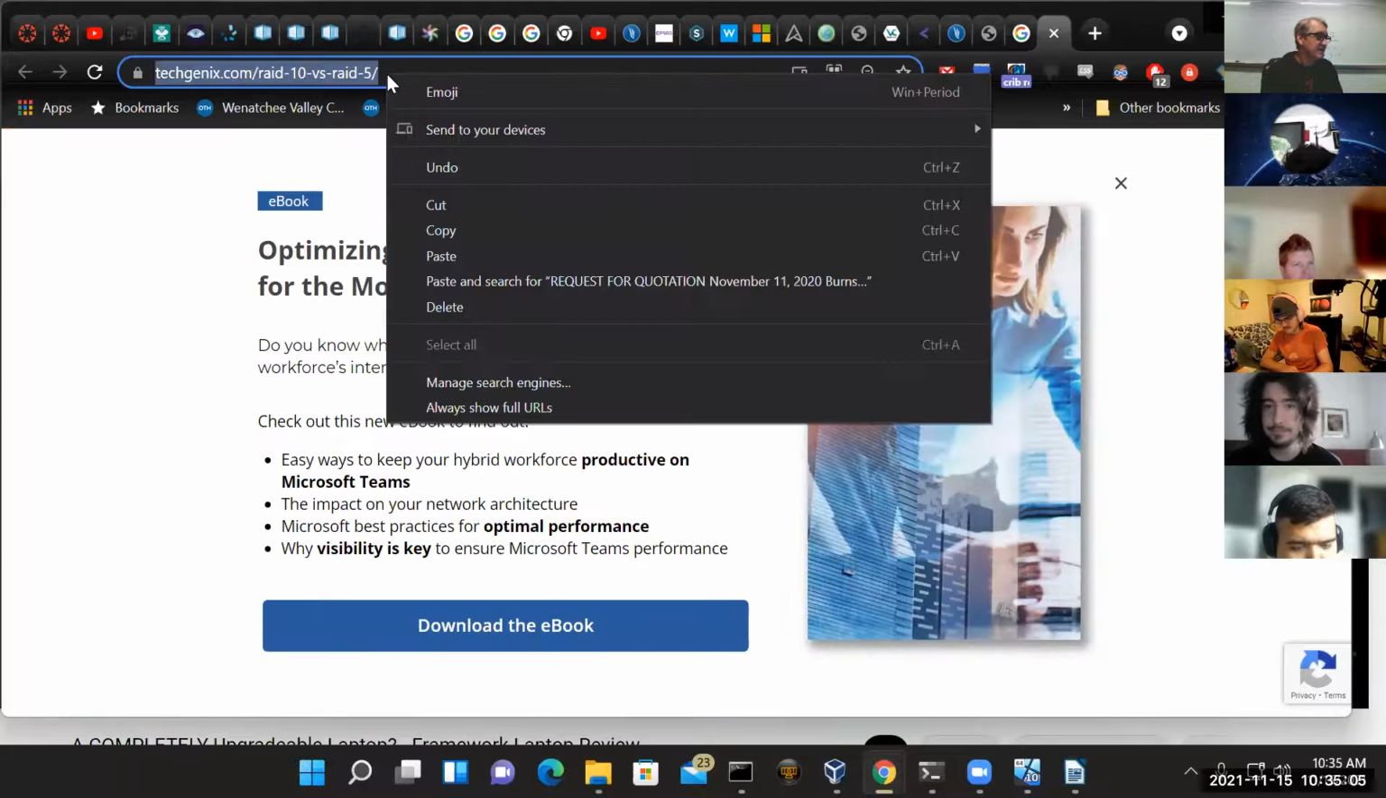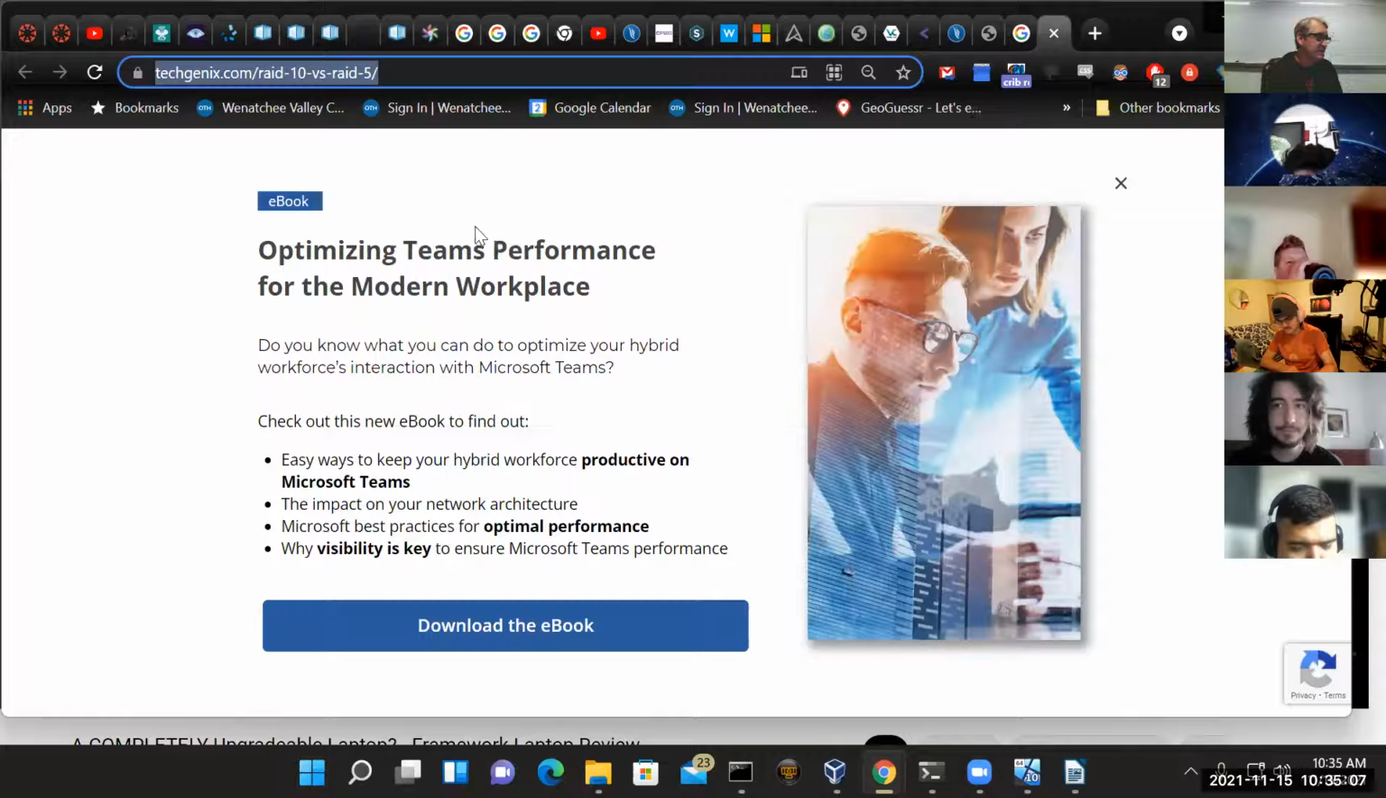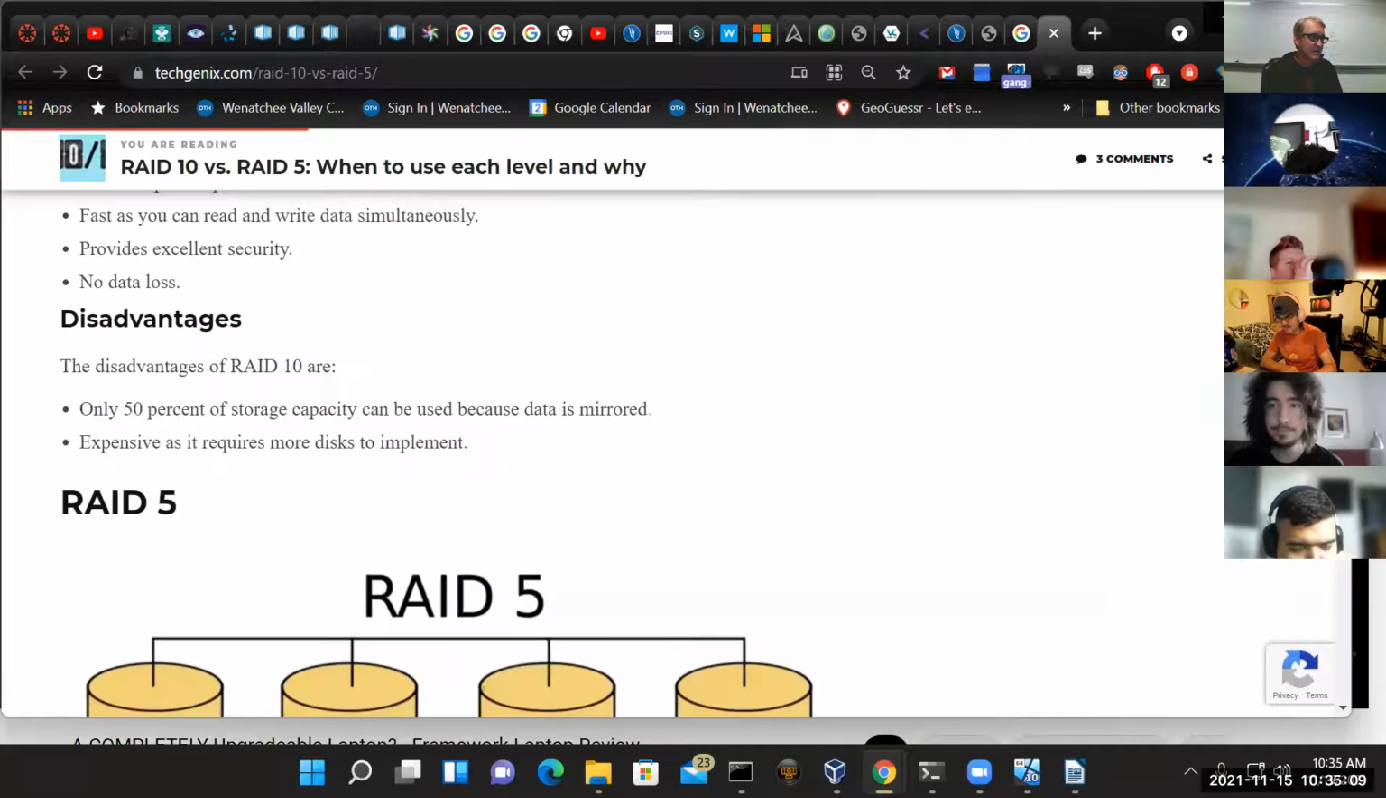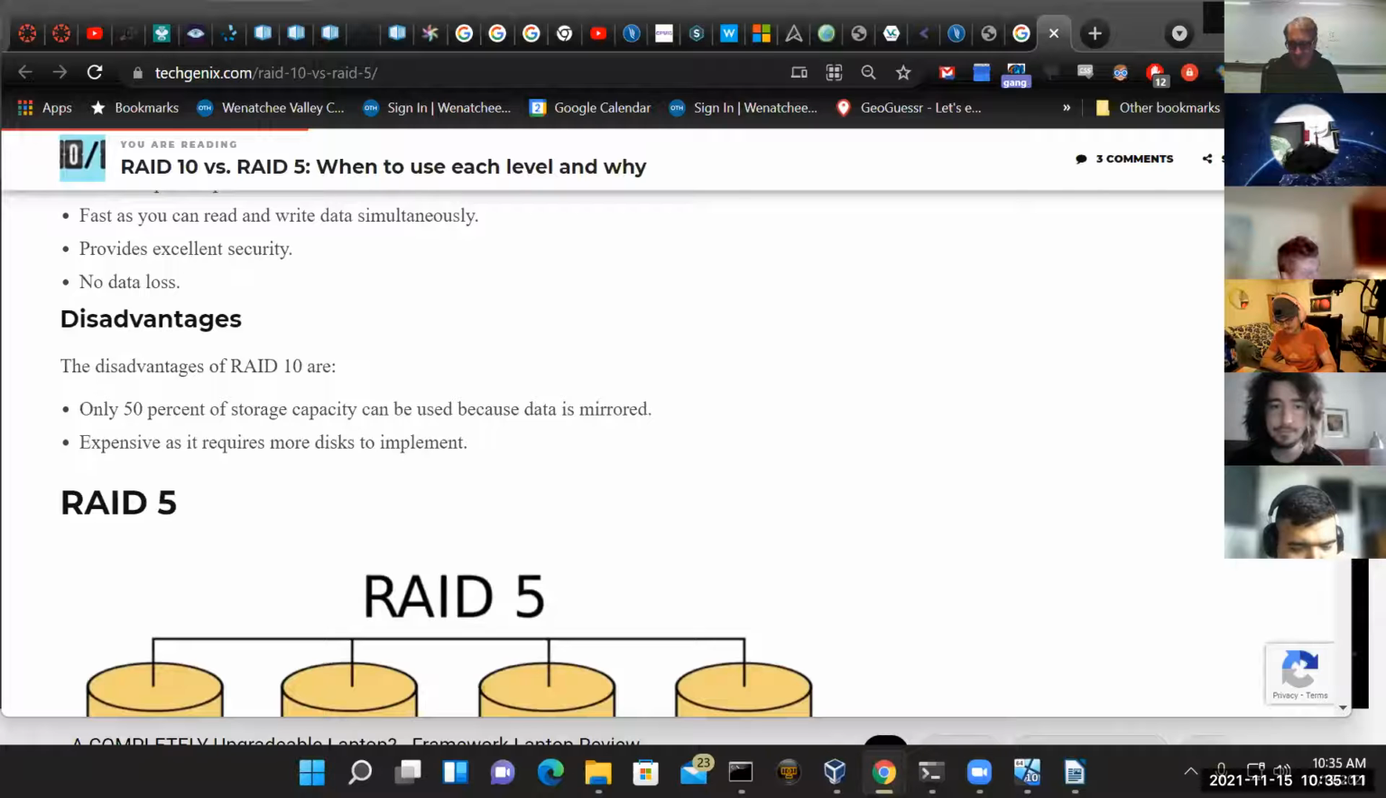I'll put this in the chat here. And the book goes over this too, but I always like getting some extra pictures or some more information from other sources. I find the book's pictures sometimes to be a little lacking. Not that these pictures are great, but.